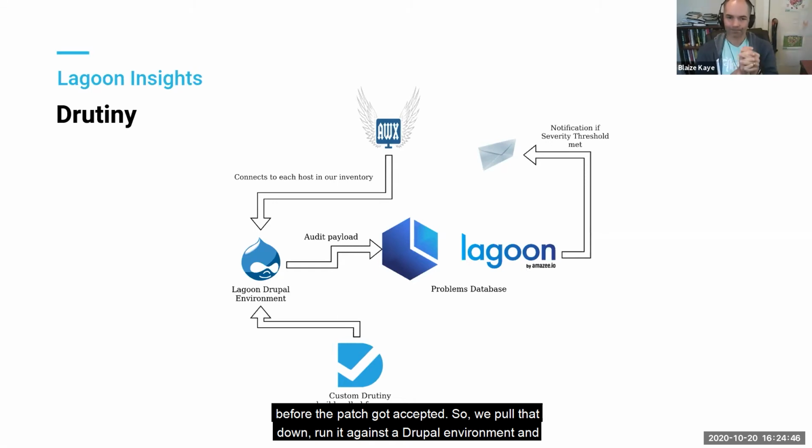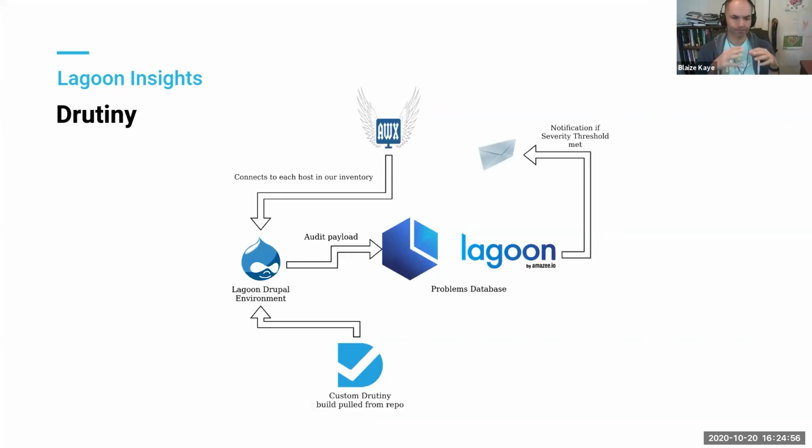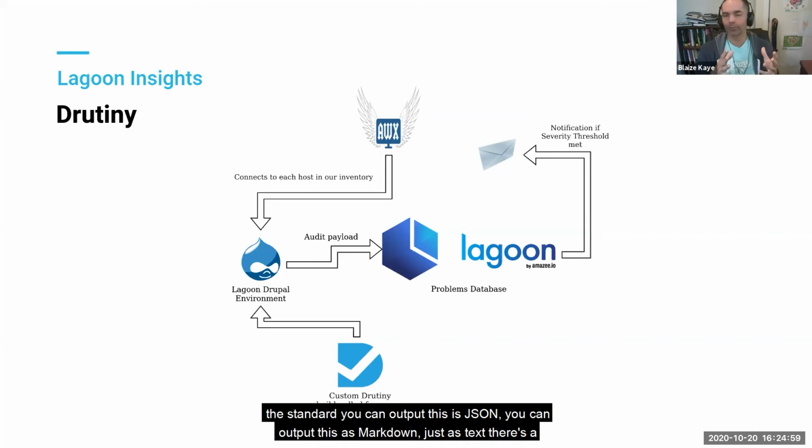So we pull that down, run it against a Drupal environment, and at the end of a Drutiny audit, running a profile, it produces a report. The standard is you can output this as JSON, as Markdown, just as text. There's a bunch of formatters. And one of the things we've done is write a Lagoon formatter that, in addition to outputting JSON, also adds some payload information to that JSON and sends it to Lagoon, which will then process that, consume it, and put the problems in the correct places.